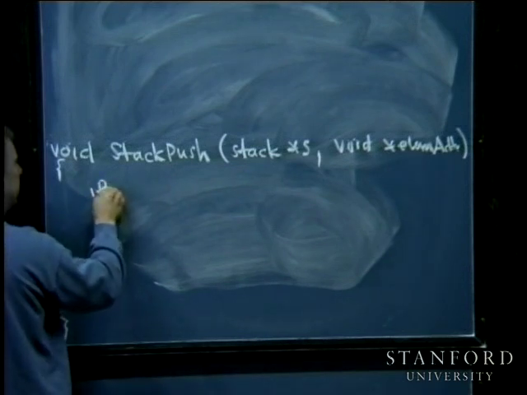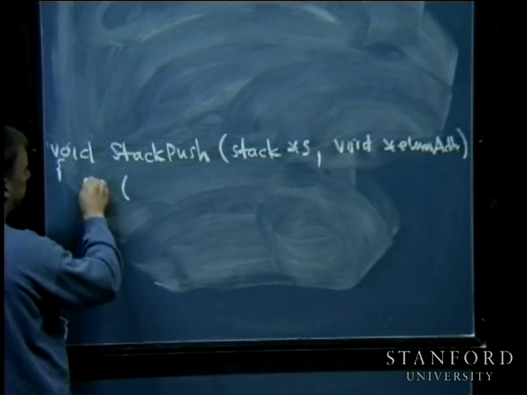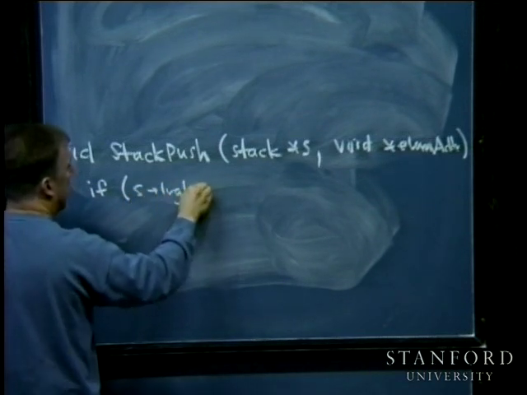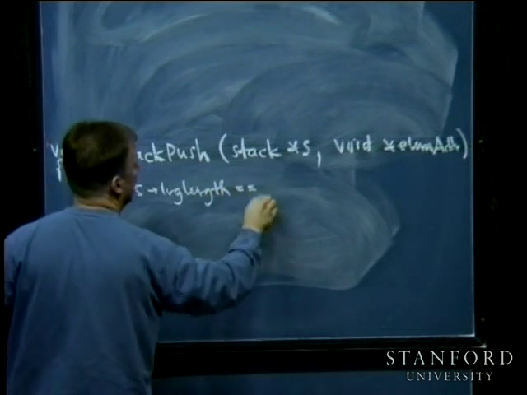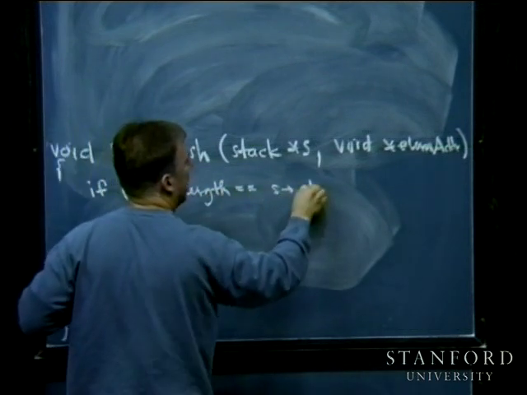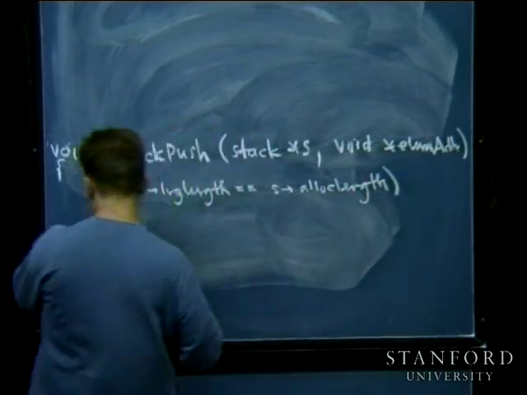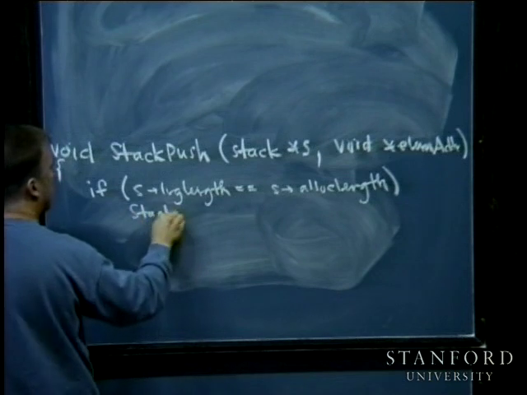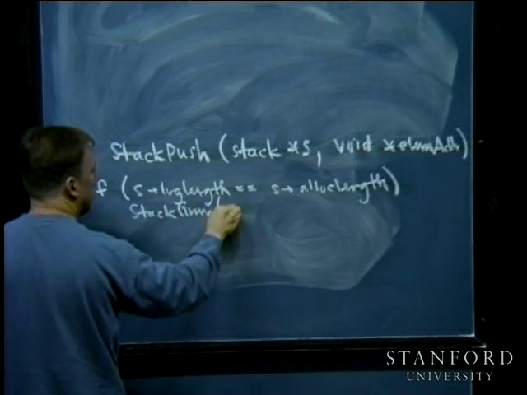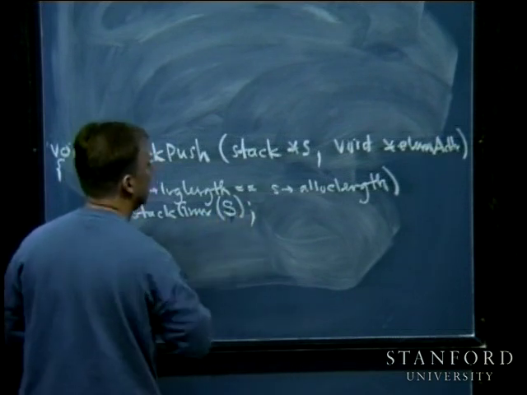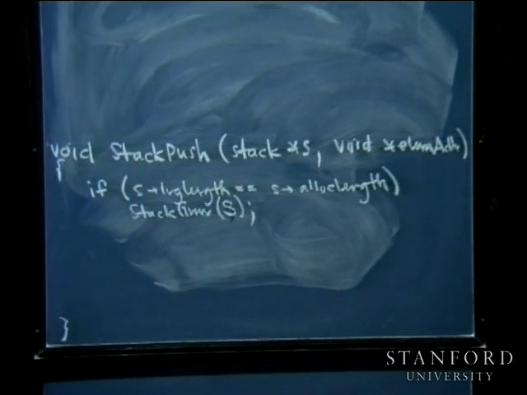Up front, if it's the case that S arrow log length double equals S arrow alloc length, then I want to cope by calling this function called stack grow. And you know what stack grow's intentions are. Let's make it an S. And then I'm just going to assume that stack grow takes care of the reallocation part. I'll write it in a second. That's not the hard part.